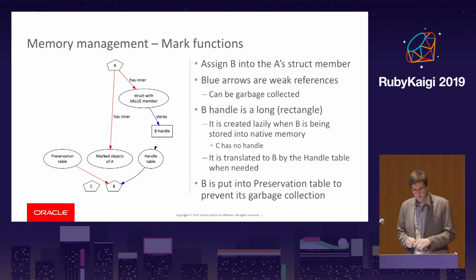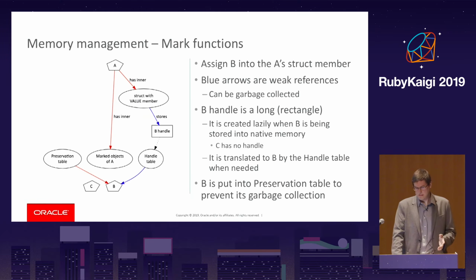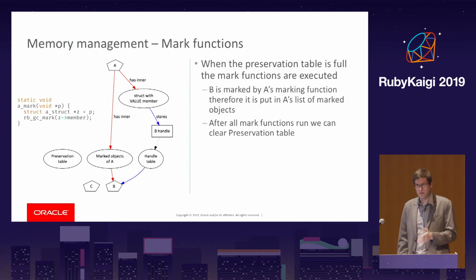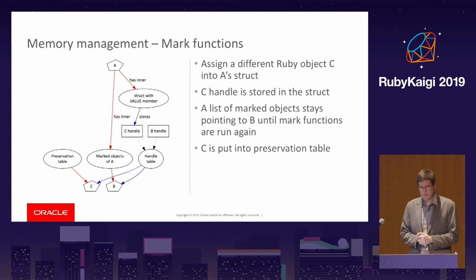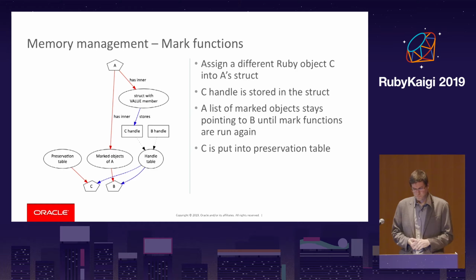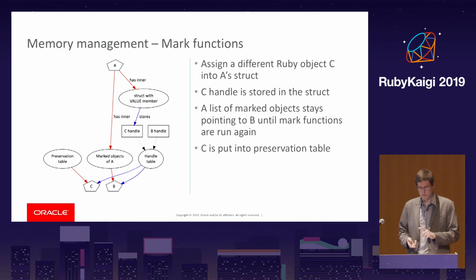There is a weak link created there, so you can look up what's actually stored in the struct. And the important part is that we put the strong reference to the preservation table, which is the fixed size buffer. And later, when the preservation table is full, we run all the marking functions. So at that point, we figure out that B is stored in some of the C data of A. So we can put a strong reference from the A object through its list of marked objects, and we can clear out the preservation table. If you assign some new value to the C data of A, then it will also create a new handle for it.